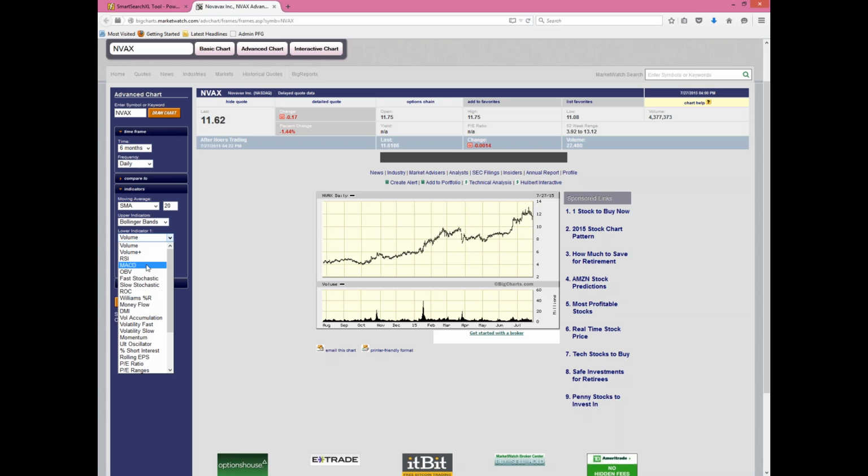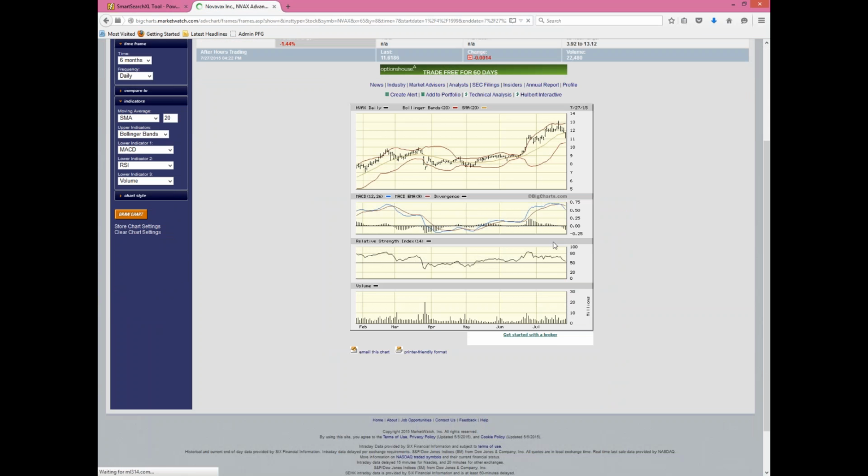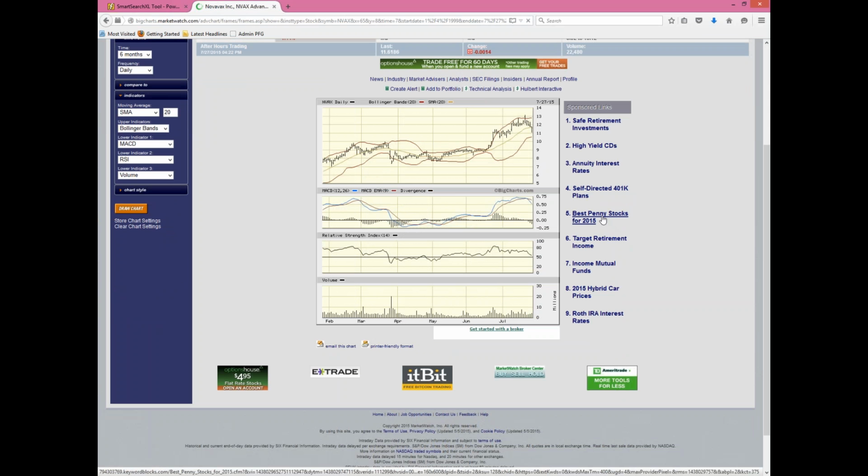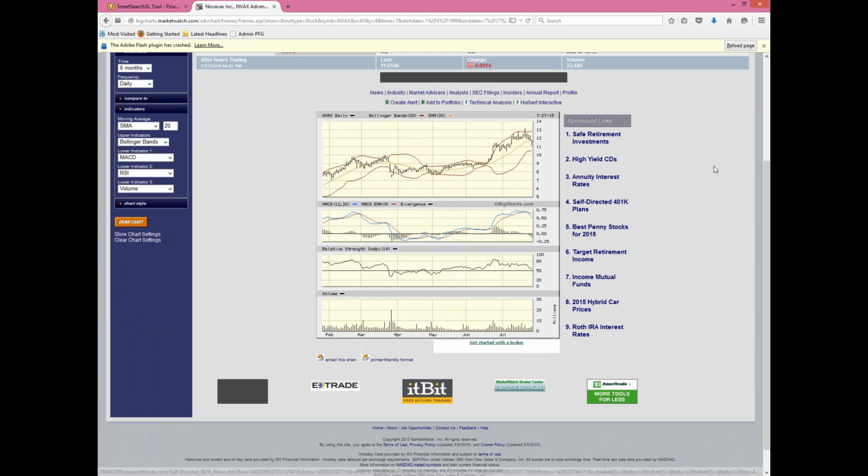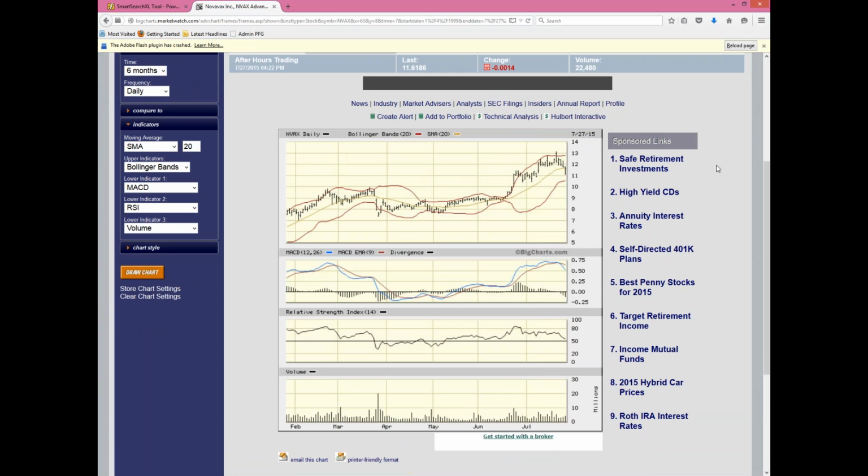So I'm just going to go ahead and set up the MACD line. My lower indicator I'm going to set as the RSI and the volume as well. Now this is just what works for me, but you can customize this any way you want to. Now I'm going to draw the chart here, and let's increase this a little bit. There we go. I'm going to just increase the size a little bit for everyone.